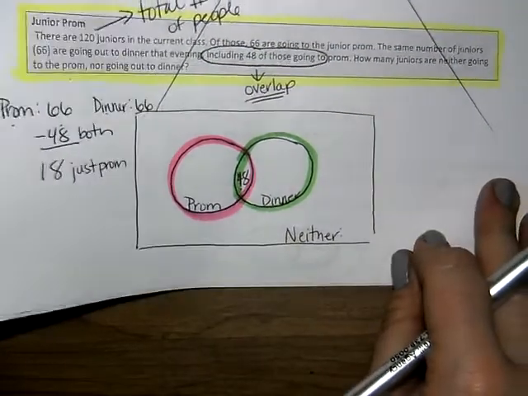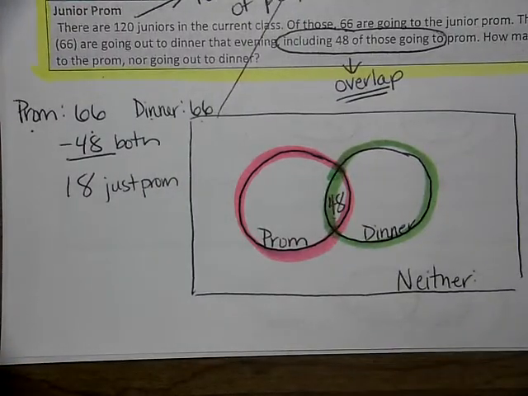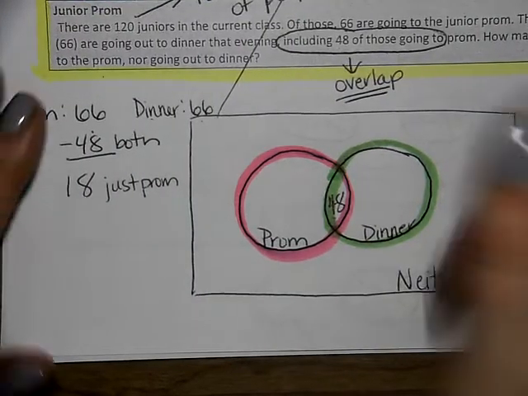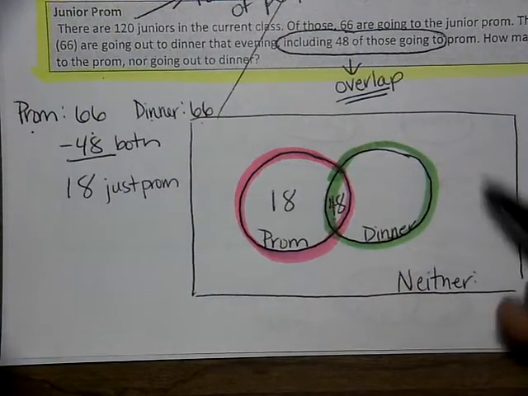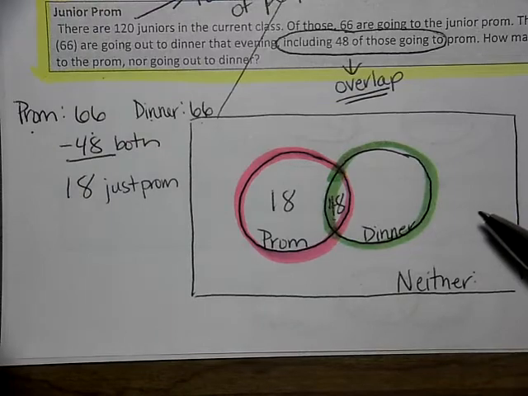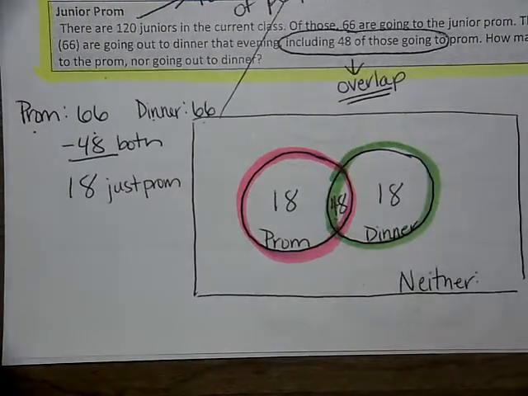I can probably make this a little bit bigger. Okay, so that means that 18 has to go here. And the same scenario was true with dinner, right? 66 people were going to dinner, but 48 are doing both, so you would subtract, you would also get 18.